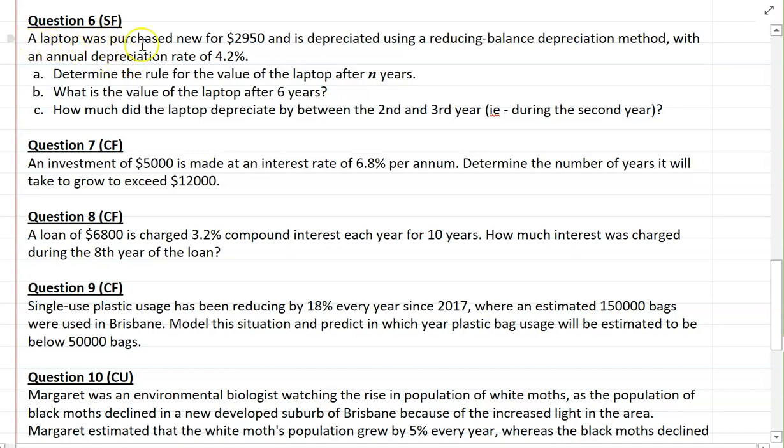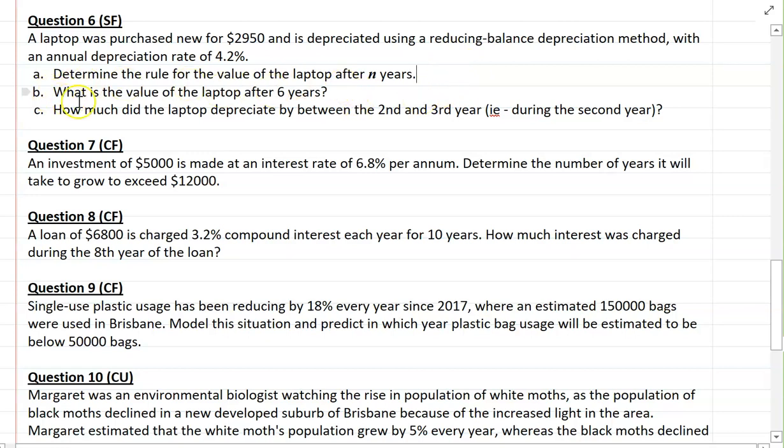And this is looking at a laptop that was purchased new for $2,950, and it's depreciated using a reducing balance depreciation method with an annual depreciation rate of 4.2%. Our job is to determine the rule for the value of the laptop after n years. Again, you're going to use that exponential model, but your R value will simply be less than 1 this time because we're looking at a decay model.